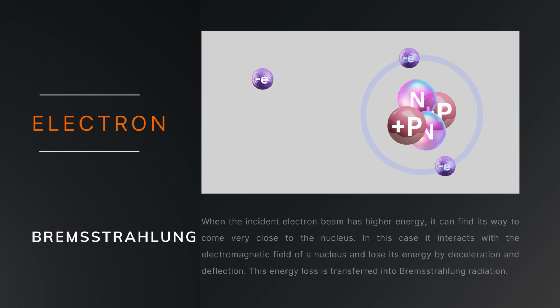When the incident electron beam has higher energy, it can find its way to come very close to the nucleus. In this case it interacts with the electromagnetic field of a nucleus and loses its energy by deceleration and deflection. This energy loss is transferred into Bremsstrahlung X-ray radiation.